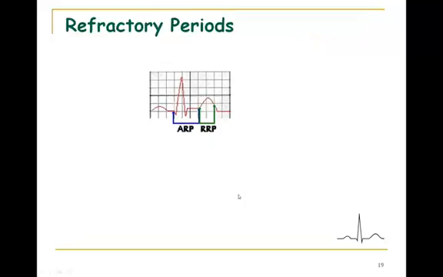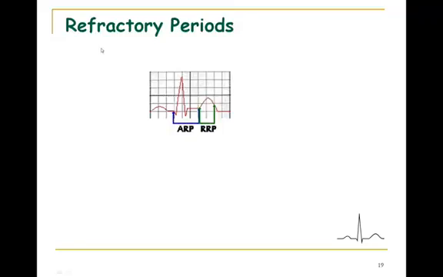Now the last thing I want to mention is refractory periods. Earlier you learned about what a refractory period was. A refractory period is a time where if you stimulate that muscle again, you will not get a response. And there's a difference between an absolute and a relative refractory period.